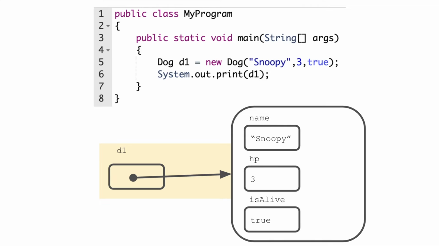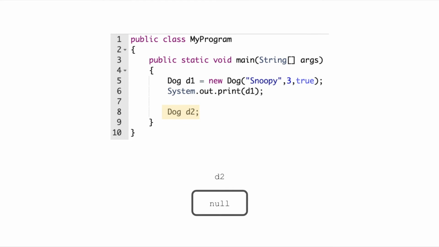D1 points to where the values of name, HP, and isAlive, which are stored in primitive variable types, exist in memory. When we write Dog d2, the object variable d2 is not pointing to any object data. When an object reference is not pointing to any object data, it is considered to be null. Null object references do not allocate any memory.